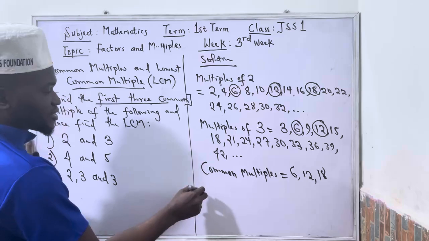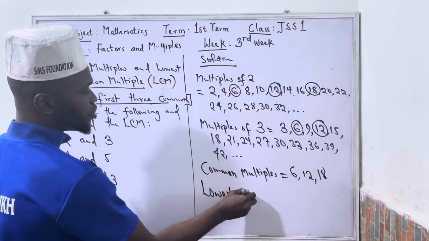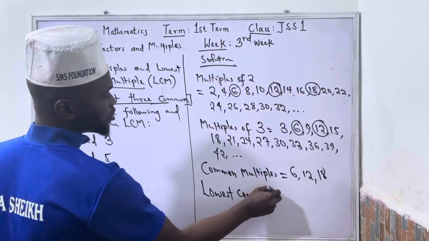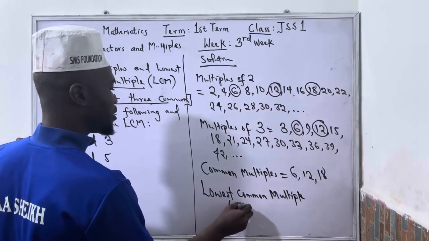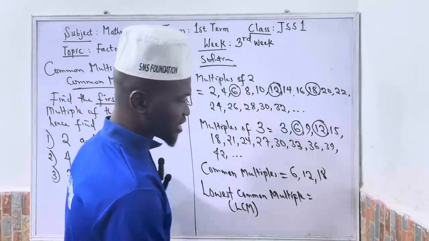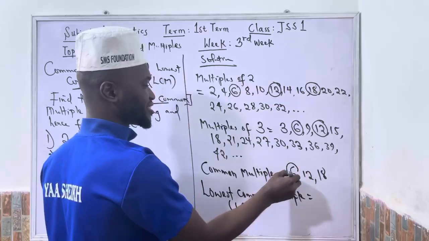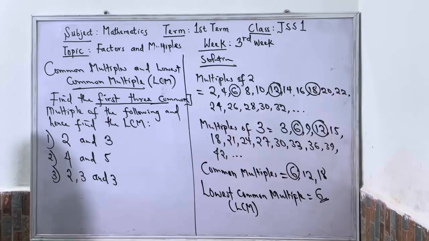Now, for the question, we now say the lowest common multiple, which is also known as the LCM. So the LCM, the lowest among the common multiples, is 6. So I'll just write 6. That means 6 is the lowest common multiple.